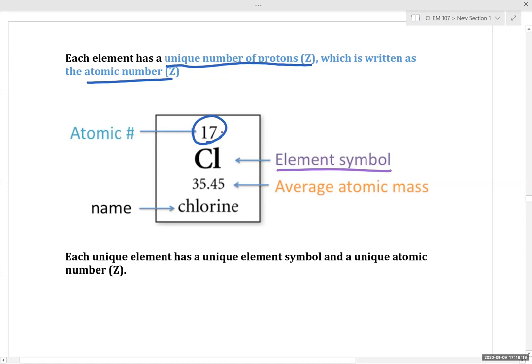Okay, now we've been sort of leaving this off to the side, but this number below our element symbol is known as the average atomic mass. And that begs the question, the average of what?